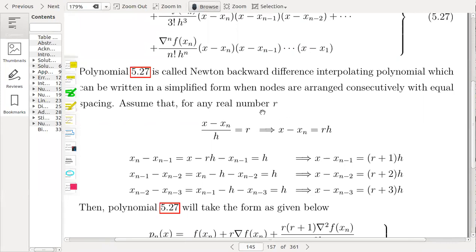Assume that for any real number r, (x minus xn) over h is equal to r, so that x minus xn is equal to rh, that is a multiple of h. Then two consecutive points xn minus xn minus 1 can be written as x minus rh. If you transfer this xn to the right hand side, you will have xn equal to x minus rh. So xn can be replaced with x minus rh, and then minus xn minus 1. If the difference between two consecutive values is equal to h, then x minus rh minus xn minus 1 should also be equal to h.